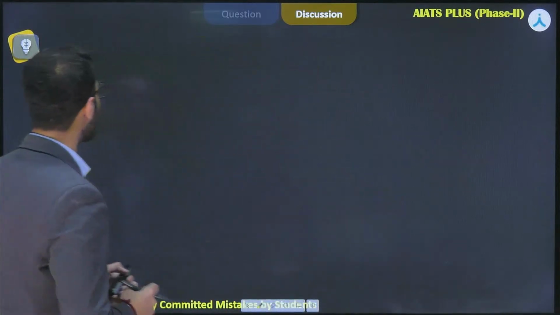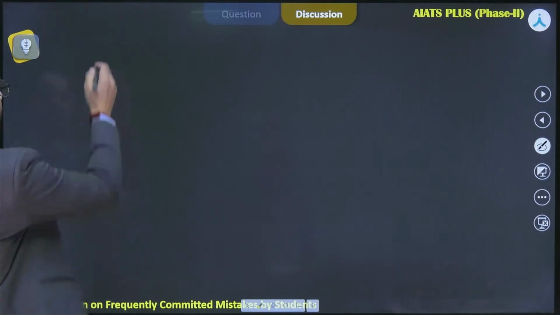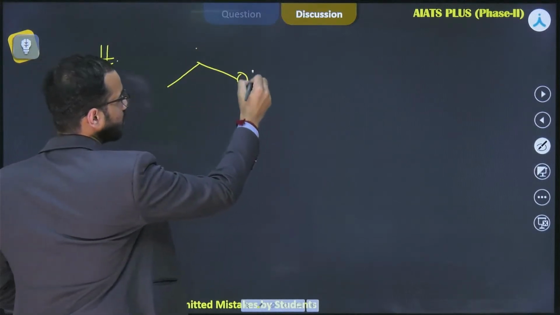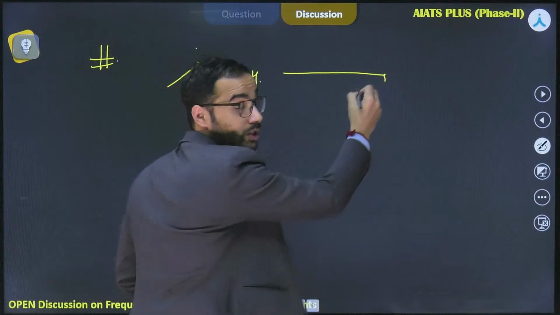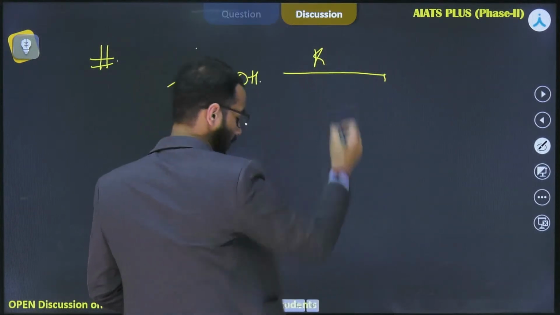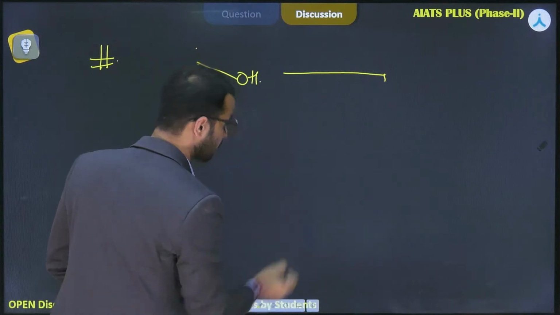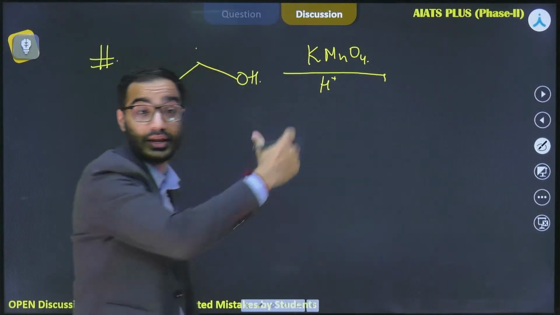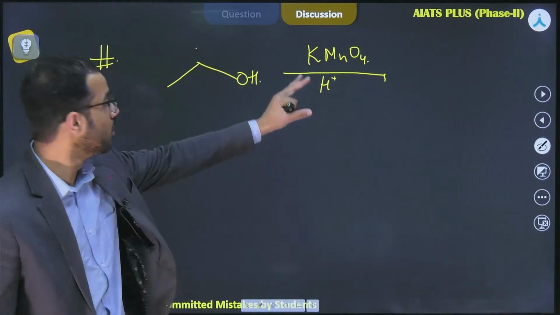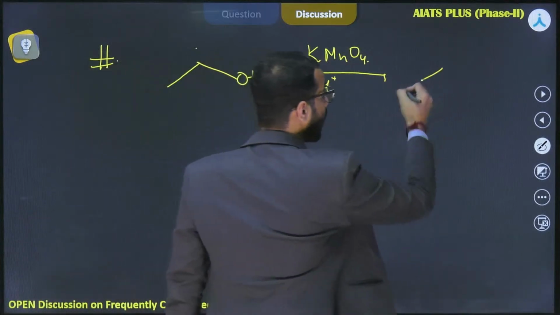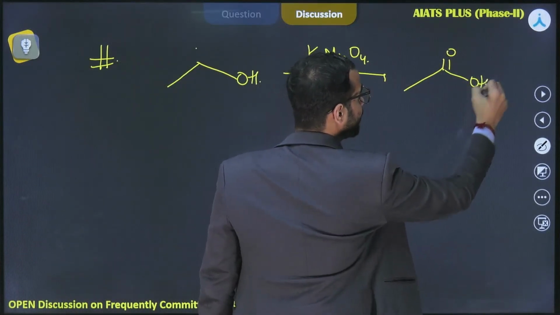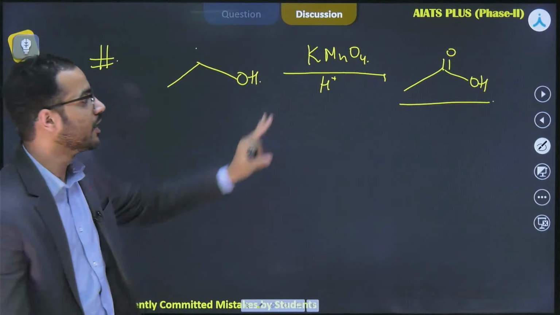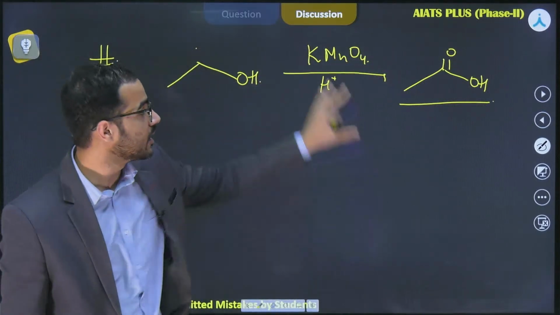Let us say we have taken the alcohol and you are reacting it with a strong reagent, say KMnO4. Acidified KMnO4 is a very strong oxidizing reagent. So what can it do? It will oxidize it and convert it to acid. It means the aldehyde or ketones will not be the major product. It will directly convert to the carboxylic acid. It means it is very strong.